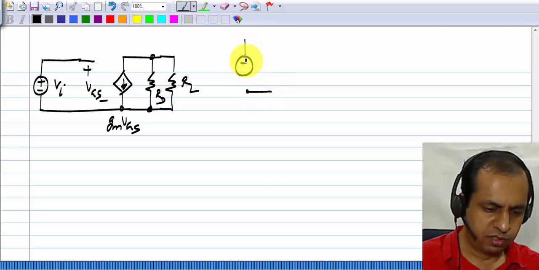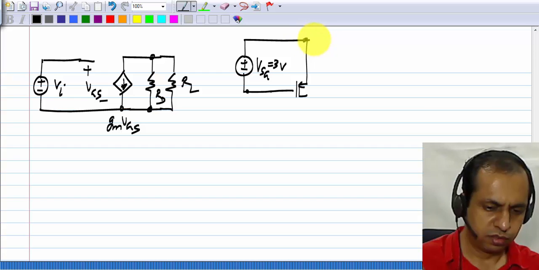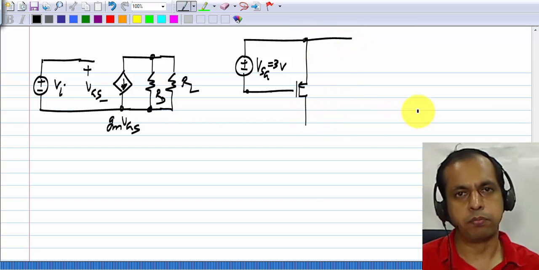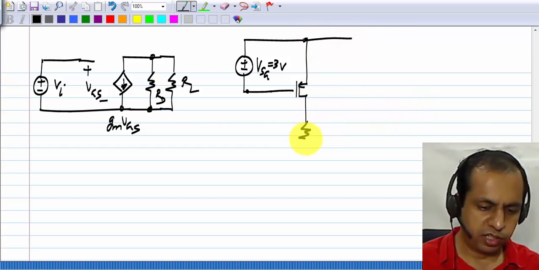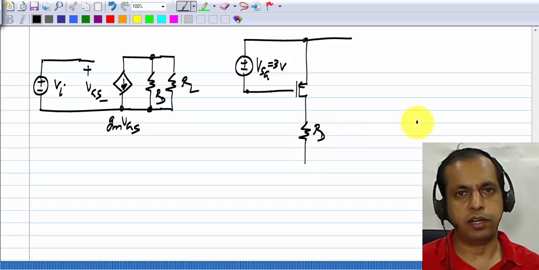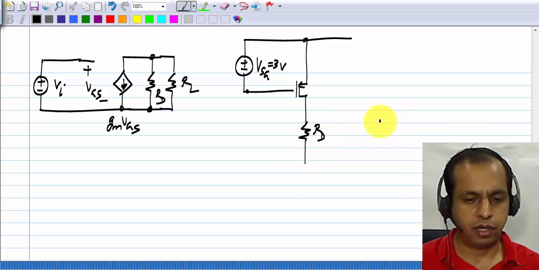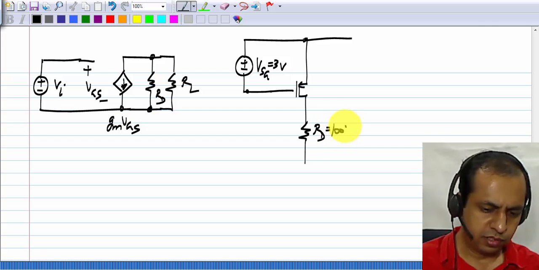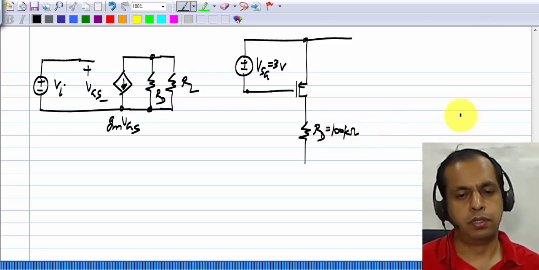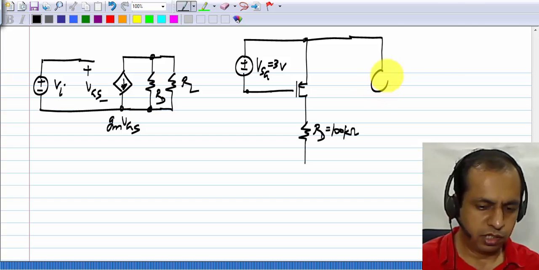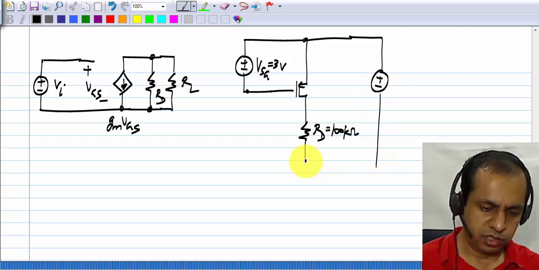So first, let me show this VSG of 3 volts and the PMOS transistor. And to bias on the drain side, we'll have this RD. And let me imagine that this is 100 kilo ohm, and I have to connect the supply voltage.